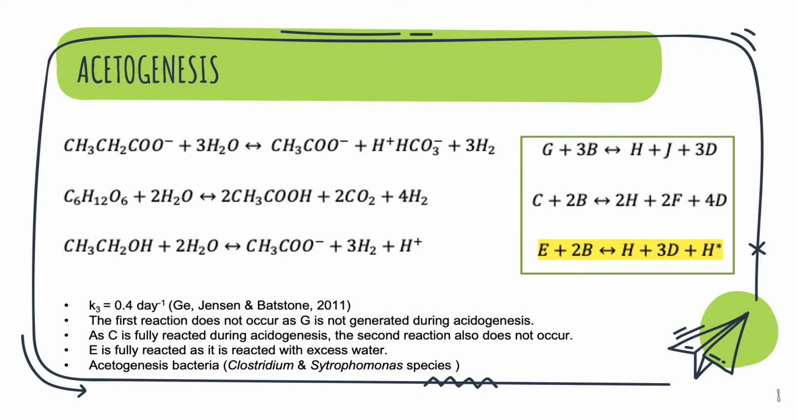For the acetogenesis, the K3 is 0.4 per day. The first reaction does not occur as G is not generated during acidogenesis. As C is fully reacted during acidogenesis, the second reaction also does not occur. E is assumed to be fully reacted as it is reacted with excess water. The microorganism that is present here is the acetogenesis bacteria.